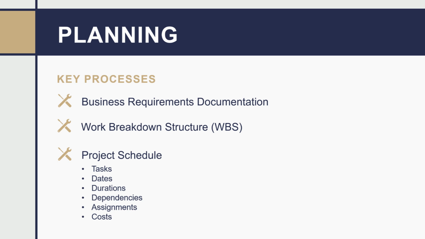Planning. After you've obtained alignment on the overall scope of the project and you have your team in place, you'll then want to utilize planning processes to further elaborate on the scope of your project, usually in the form of business requirements. From there, you can then use what is called a work breakdown structure to identify all the tasks necessary to implement the business requirements.